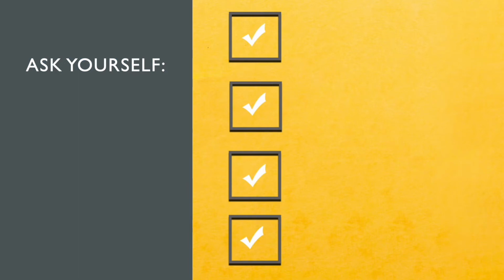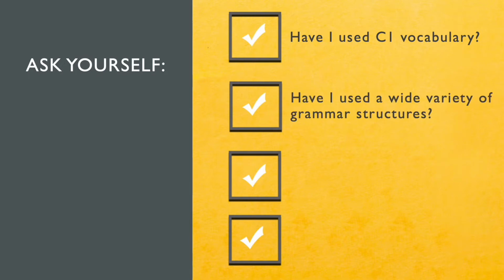So, how do you think that went? Well, if you recorded your answers, now it's time to listen back and self-assess. You can ask yourself, have I used C1 vocabulary, so vocabulary that is appropriate to the level? Have I used a wide variety of grammar structures? You can't have everything in the present, the past, and the future simple. You have to show a greater grammar knowledge than that.